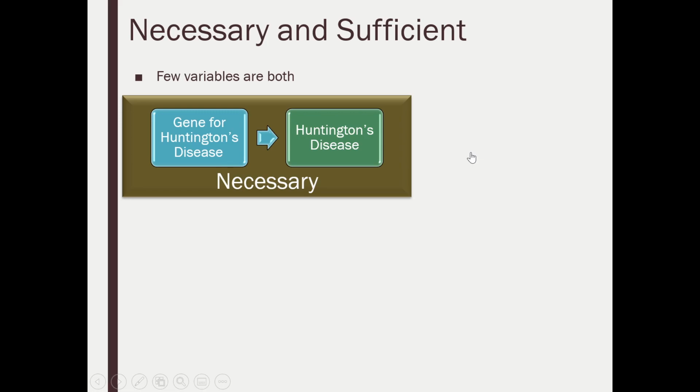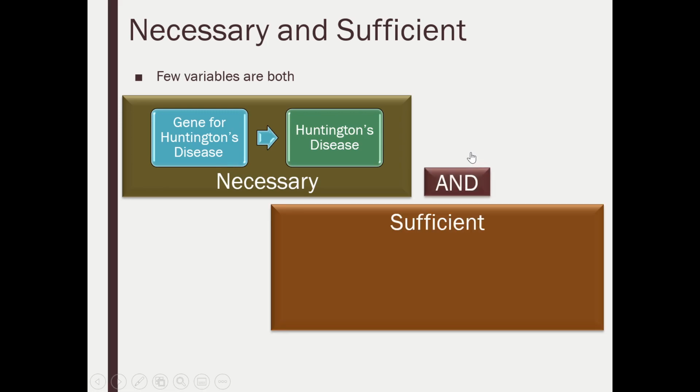You'll notice I had to pull something out of biology and medicine to come up with an example, because I couldn't think of a psychological example of something where this is all you need and you are guaranteed to get the outcome, right? Like it's necessary and sufficient. The variable needs to be both necessary and sufficient. Well, the gene for Huntington's disease is necessary and it's sufficient. It's all you need. Nothing else needs to happen for a person to develop Huntington's disease.